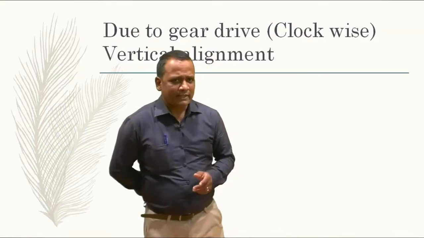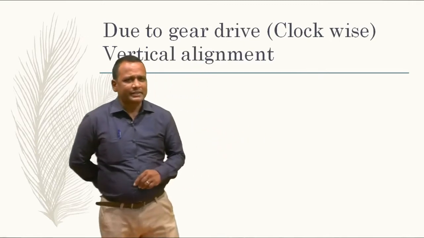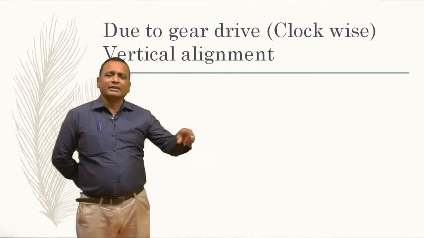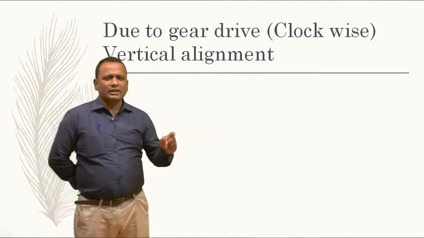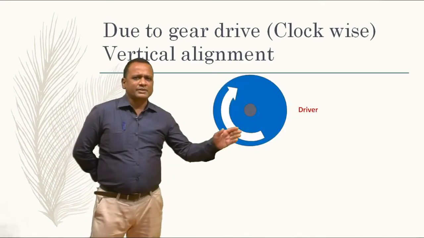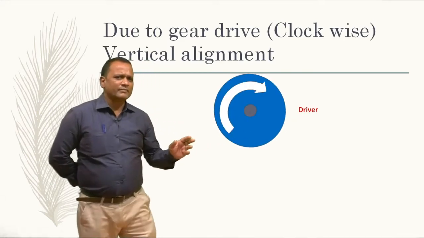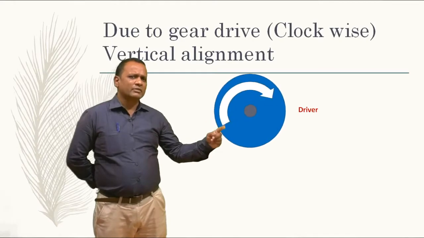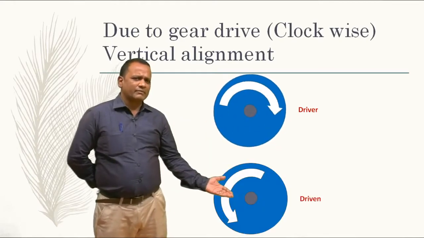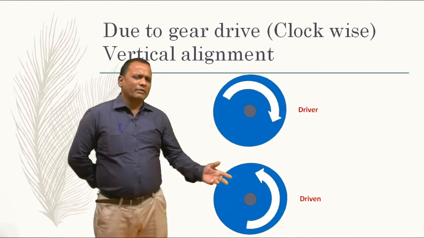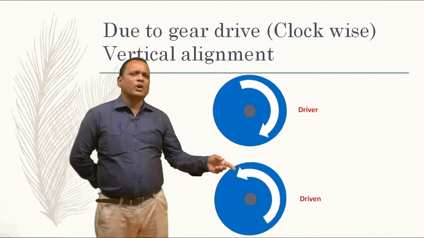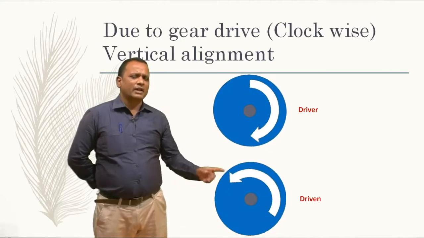For this, let me come up with the first case: the forces due to the gear, where the gear turns clockwise and the two gears are in vertical alignment. I will consider this as the driver gear, and you know that it rotates clockwise. I will consider one more gear, which is the driven gear. You know very well that in a simple gear train the direction of rotation is opposite. This is clockwise and this is anti-clockwise.